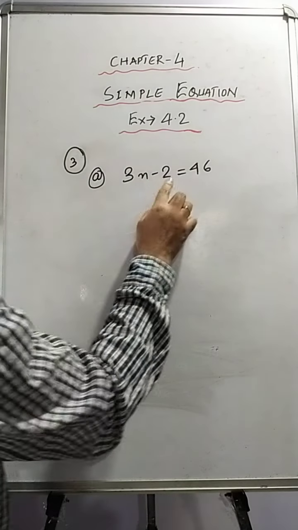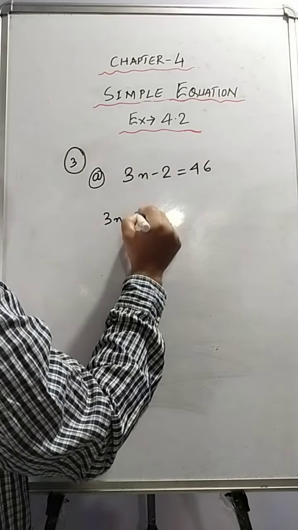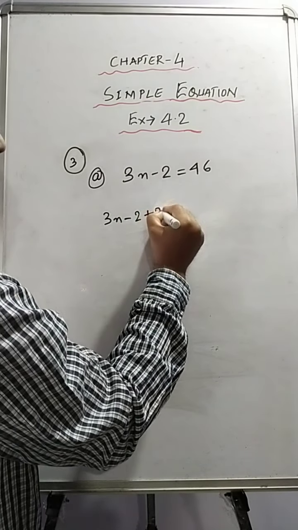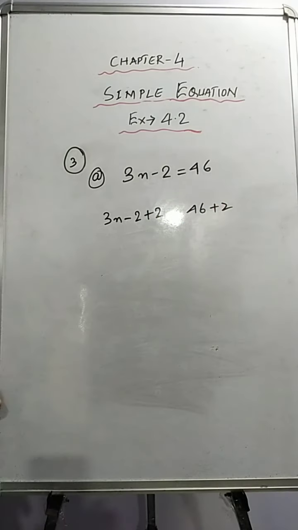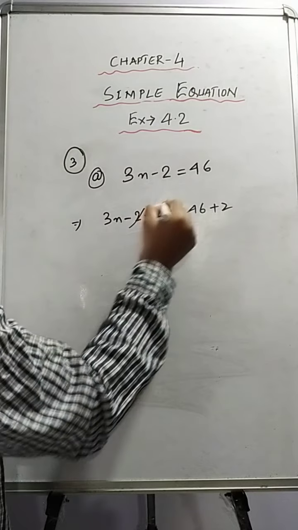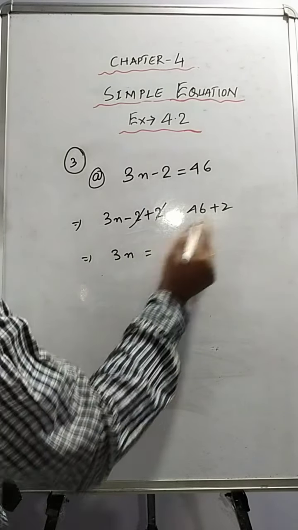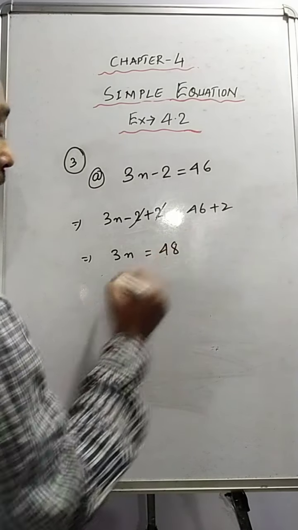Okay, so how to remove this minus 2 students? If we want to remove this minus 2, what do we have to do? We have to add plus 2 to it, isn't it? And the same thing you have to do on the right hand side. Fine. So now this 2 will be cancelled. So what will remain? 3n. And what is the sum of 46 and 2? It is 48.